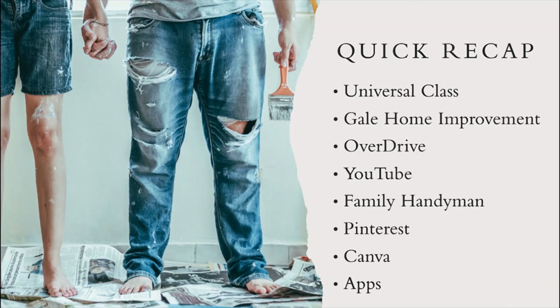So from the library resources, we talked about Universal Class, which is those self-paced online courses that you can take to learn how to do all kinds of really cool stuff. Gale Home Improvement and some of the other Gale databases that can give you articles and stuff to walk you through different projects that you want to do. And then Overdrive to give you both books for inspiration and books for tips and tricks for how to do things. And then from the World Wide Web, we've got YouTube, Family Handyman, Pinterest, and Canva, all of which are great resources to find both inspiration and step-by-step instructions for how to do all of these different projects.